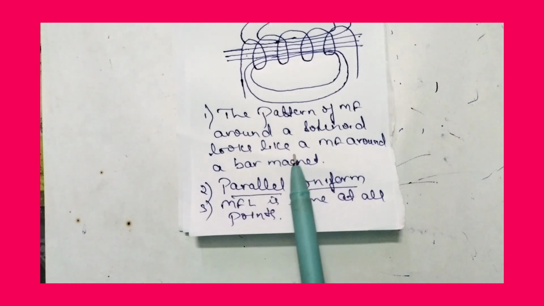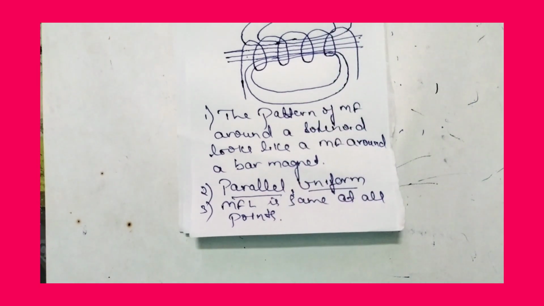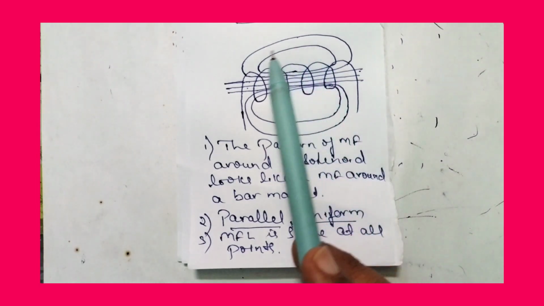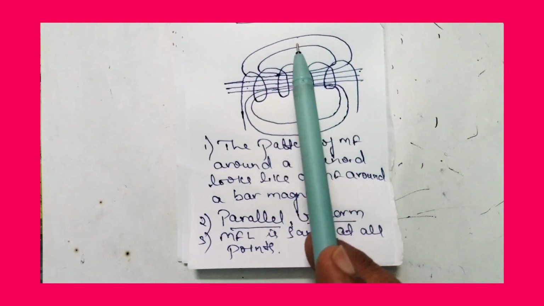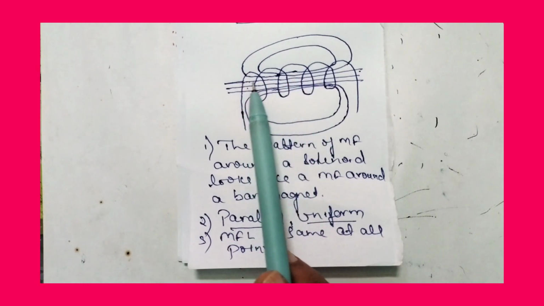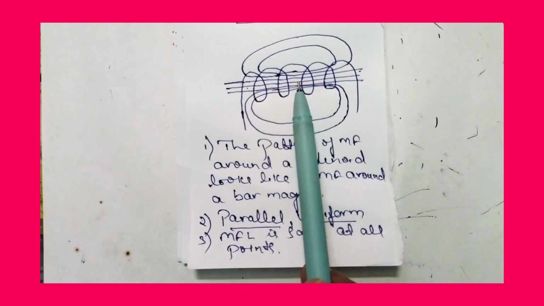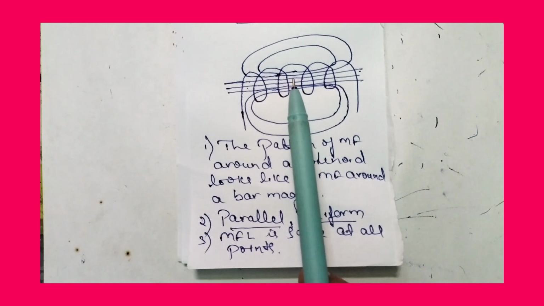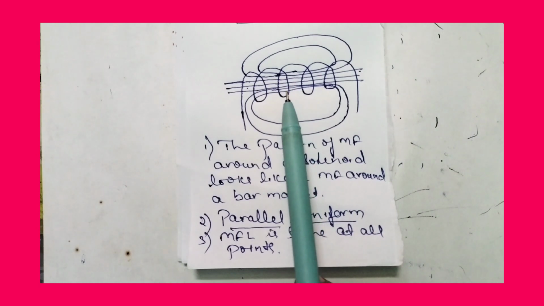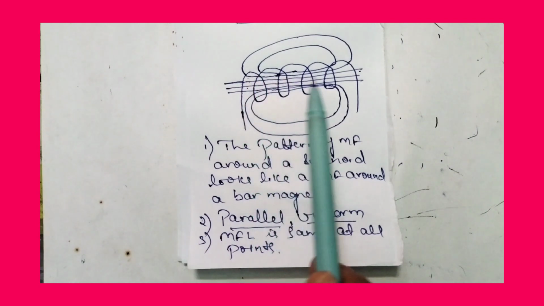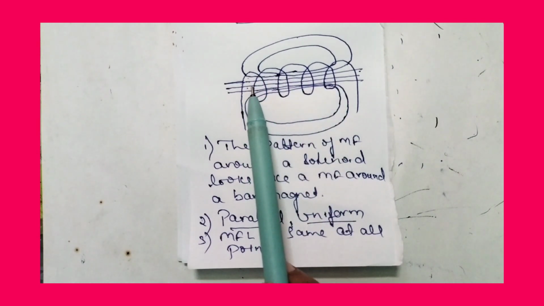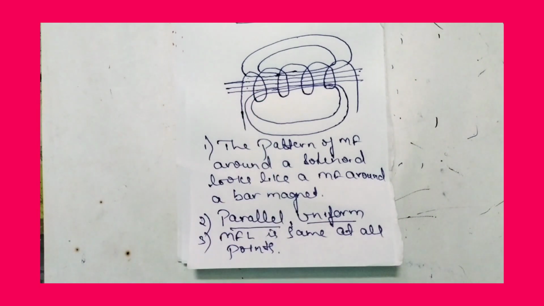So the pattern of the magnetic field. This pattern looks like a magnetic field around a bar magnet. That is one. Second, at the center the magnetic field lines are parallel and uniform. Uniform in the sense the magnetic field lines are moving in the same direction with the same speed. Then the third point is that the magnetic field line strength is the same at all points inside a solenoid. So these are the 3 points that you have to keep in mind regarding a solenoid.